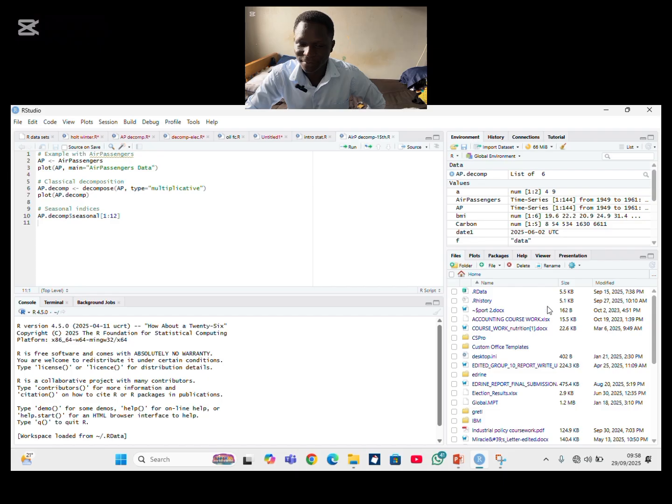This one here is the console. This is the section where we write our script, and this is the console where we run our codes. This is the environment, and this is the section for our plots, files, and packages. This is important because you need to follow through.